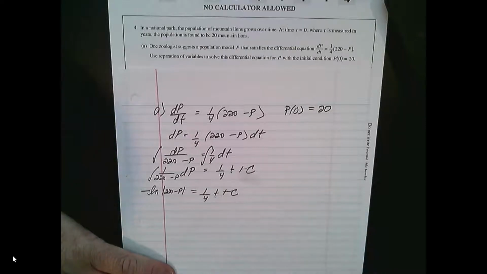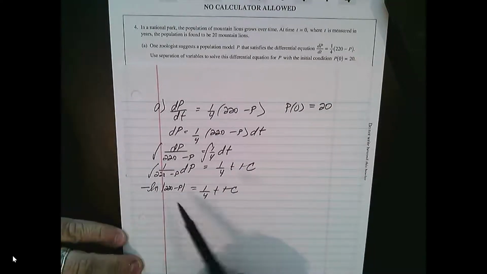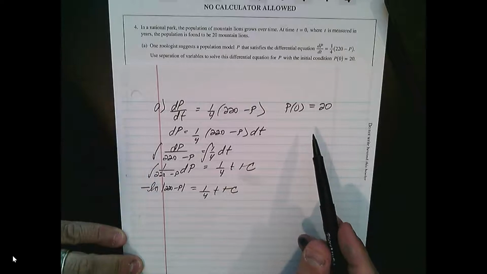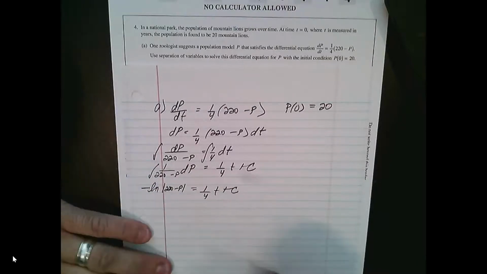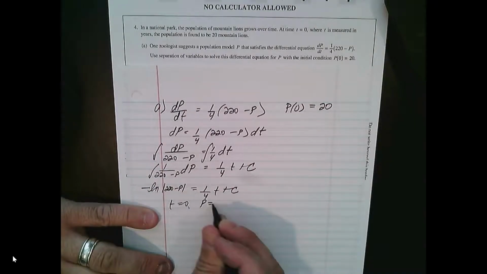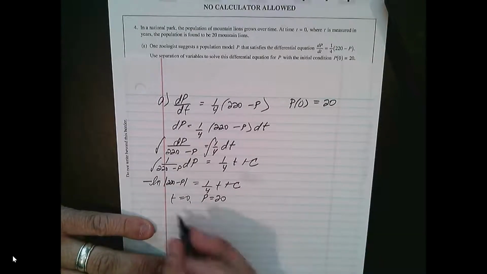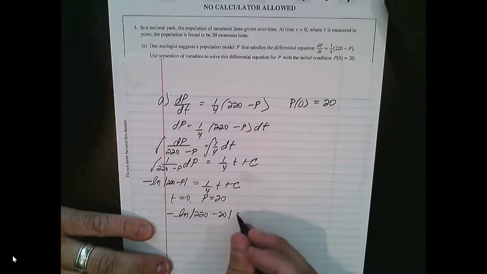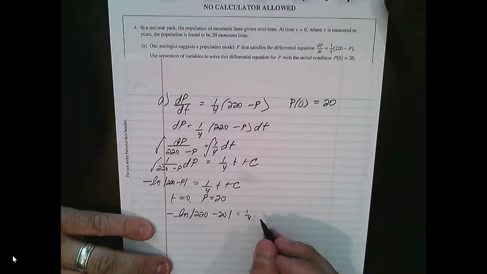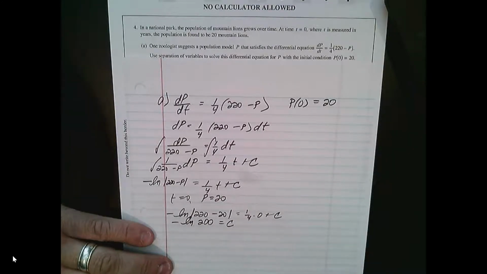Now it's totally your choice how you want to go about doing this. You could solve for P first, then use the initial condition, or use the initial condition first, then solve for P. It really doesn't matter. I'm going to use the initial condition first. I've really started to like that over the last couple of years. So let t equal 0, let P equal 20. You get negative natural log absolute value of 220 minus 20 is equal to 1/4 times 0 plus C. Negative natural log of 200 is equal to C.